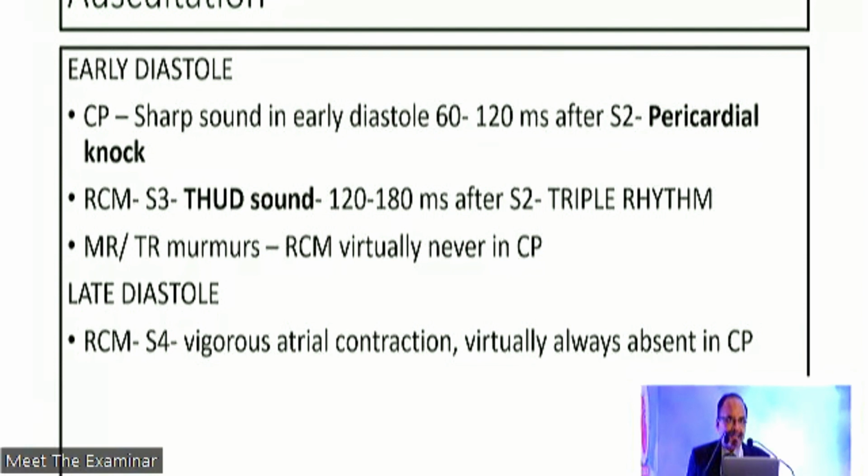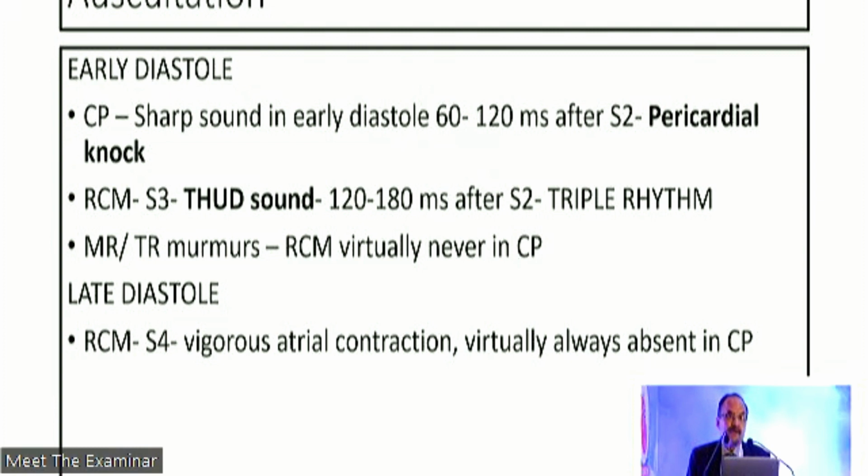So, clinically, if we look at auscultation, these are diastolic phenomena. Typically, in case of constrictive pericarditis, you have a very early sound which occurs 60 to 100 milliseconds after the second heart sound, and that's a very sharp sound, and that is why this is called pericardial knock. In restrictive cardiomyopathy, on the other hand, you have a little delayed sound, which is like a thud sound, and that is the right-sided third heart sound.